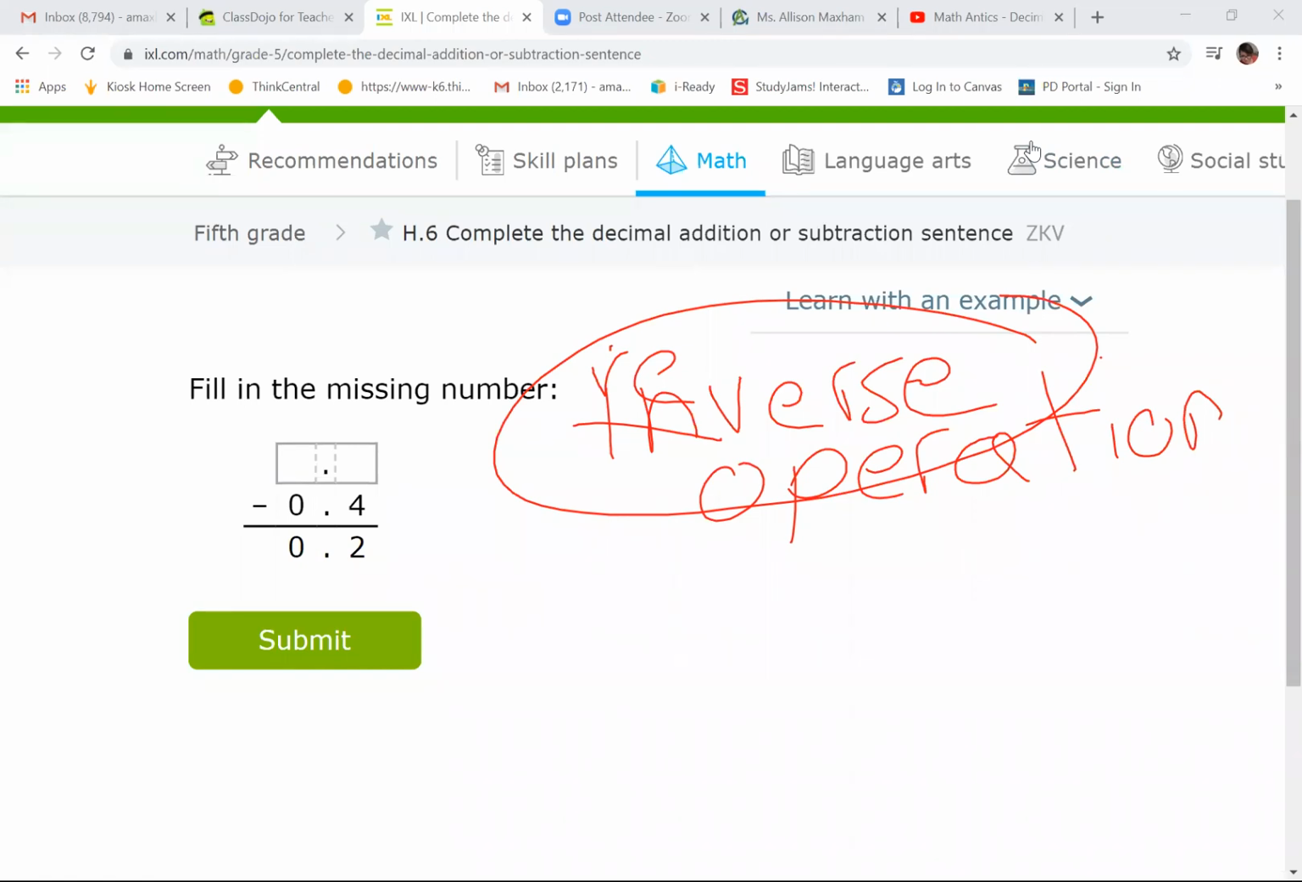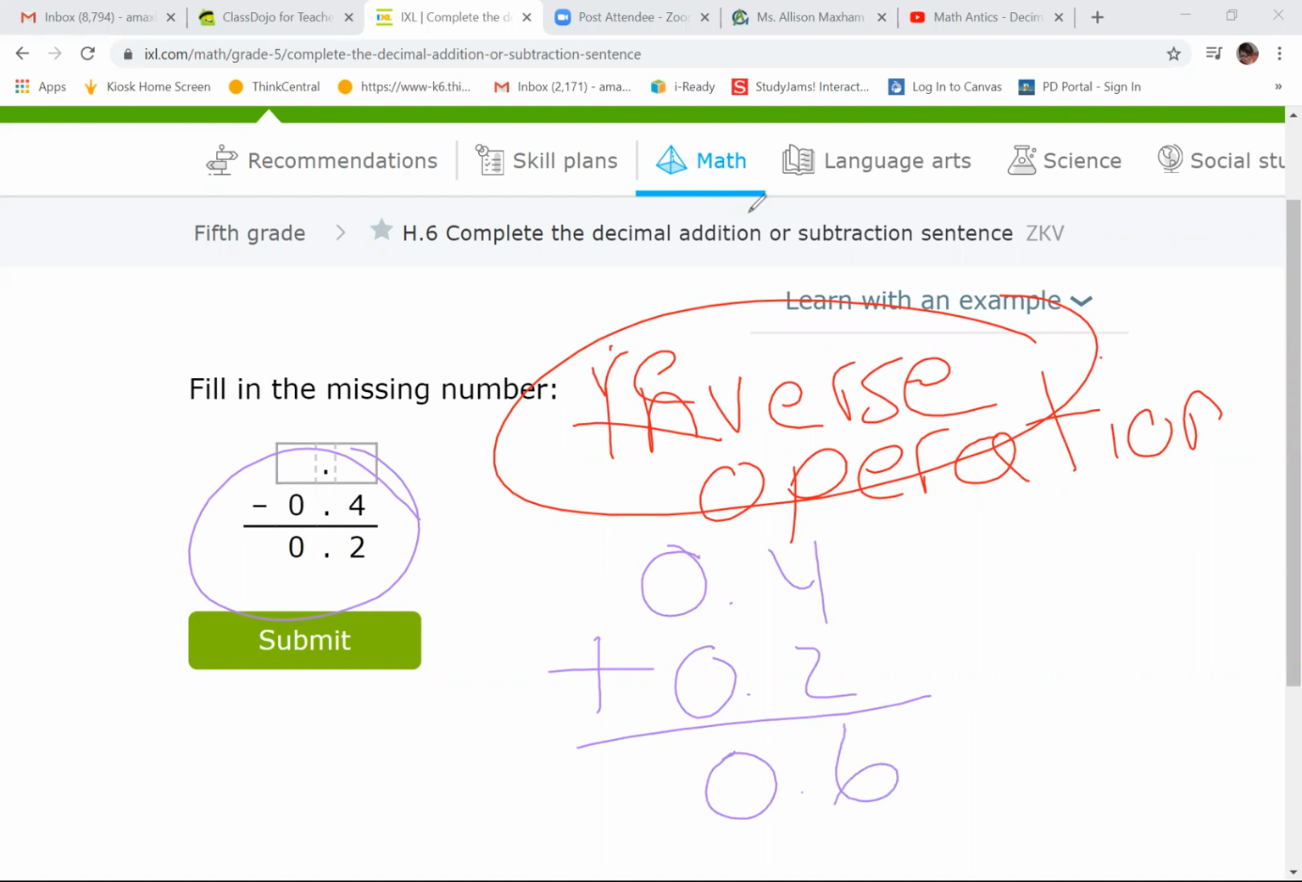So we're talking about that reverse operation. And let's reverse this operation. What is the opposite of subtraction? Addition. So what is 4/10 plus 2/10? The answer is 6/10. So now I can flip this over and say 6/10 minus 4/10 is 2/10, right? That is the inverse operation.